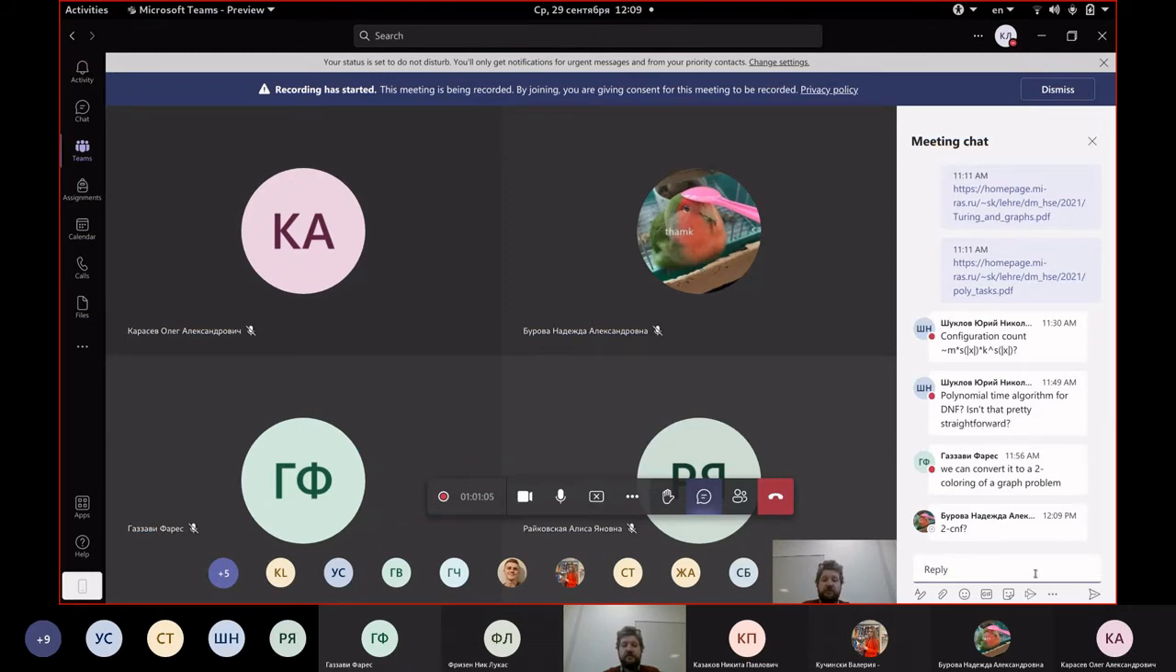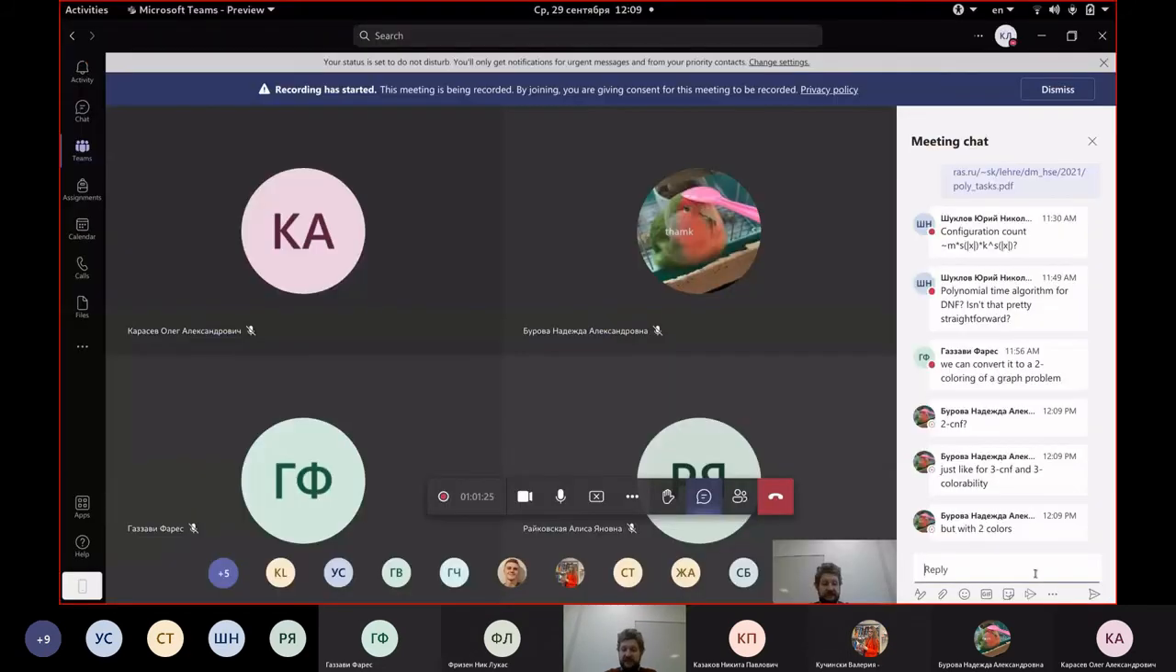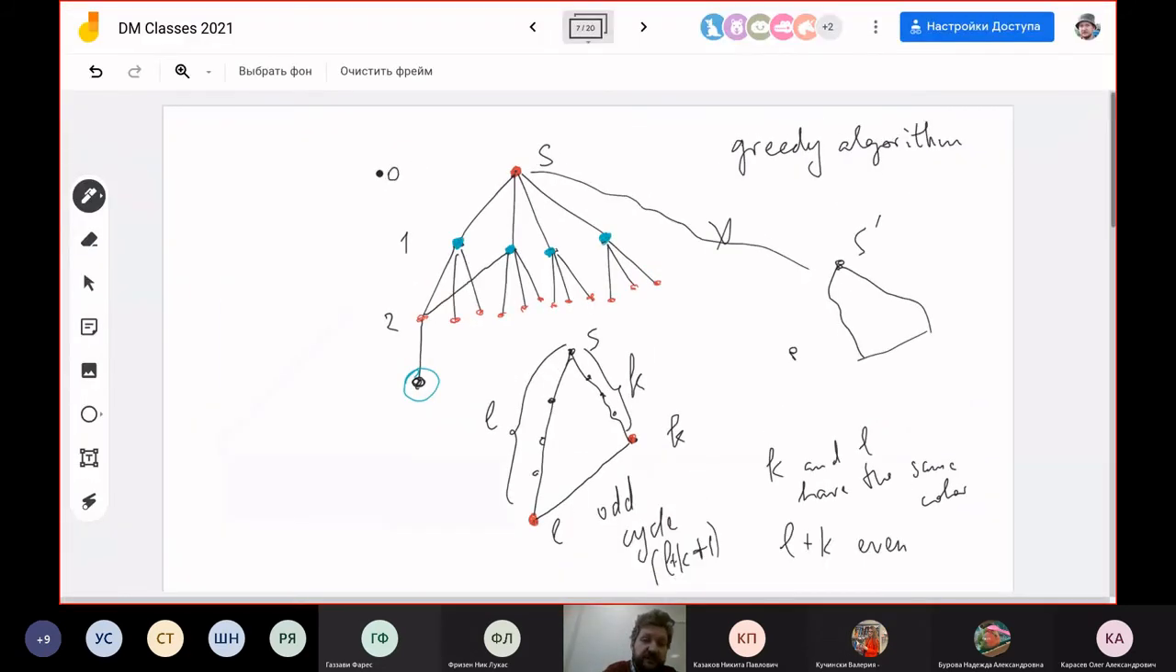QCNF, right. So could you please say something more about that? How can QCNF help here? Yes, just like for 3CNF and 3-colorability. We know that the problem of 3-colorability was polynomially reducible to 3-SAT, right? This was shown in today's lecture.